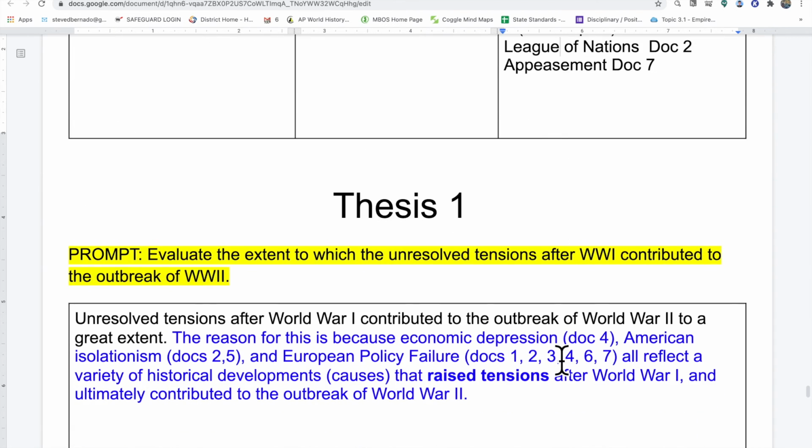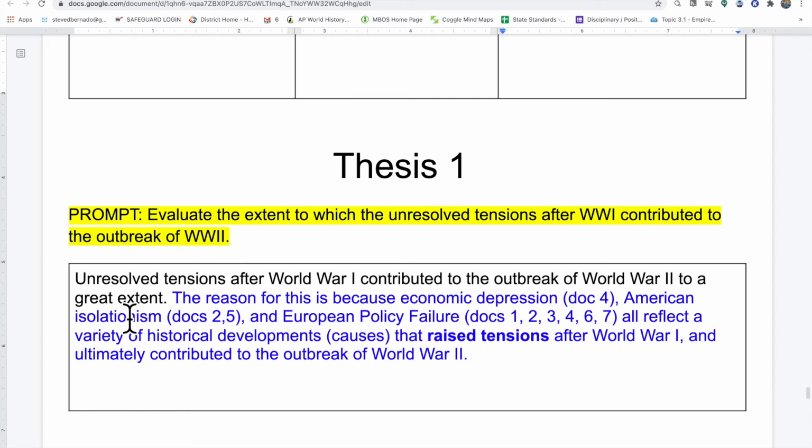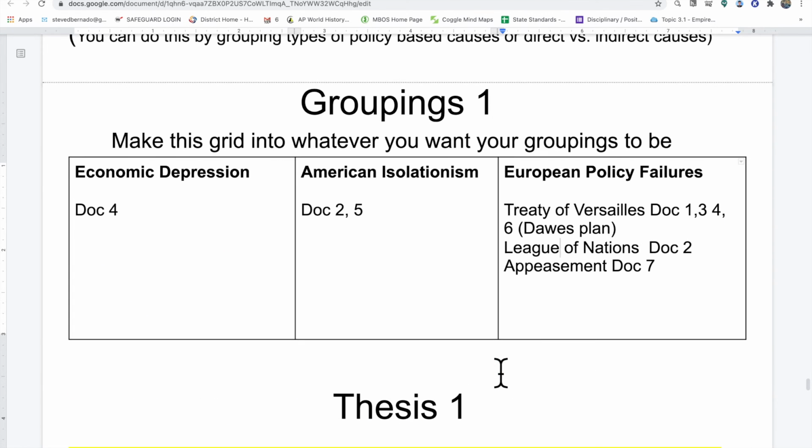Let's take a look at what a thesis would look like here, to get the point. Unresolved tensions after World War I contributed to the outbreak of World War II to a great extent. The reason for this is because economic depression in document 4, American isolationism in documents 2 and 5, and European policy failure in documents 1, 2, 3, 4, 6, 7 all reflect a variety of historical developments, causes, that raised tensions after World War I and ultimately contributed to the outbreak of World War II. Okay? That's based on this set of groupings from grouping 1.